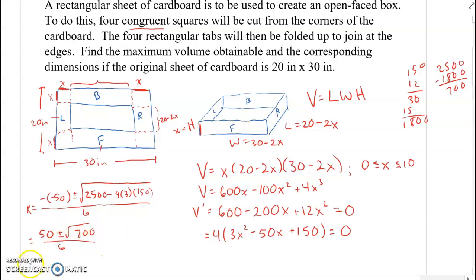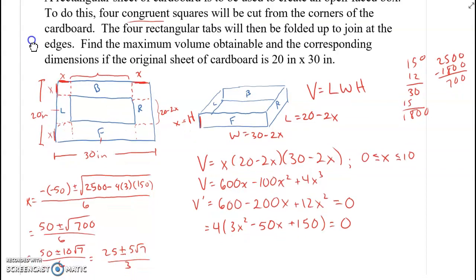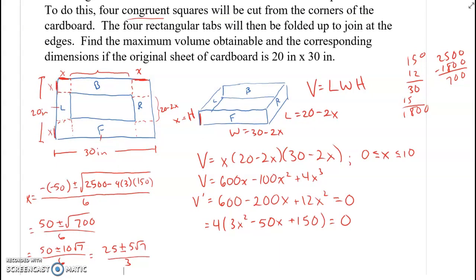Alright, so let's see, 100 is a perfect square, so we can factor that out. And this actually doesn't look too terribly messy. Divide everything by 2, we get 25 plus or minus 5 root 7 over 3. So we get two different answers. So let's take a look at what's going on here.